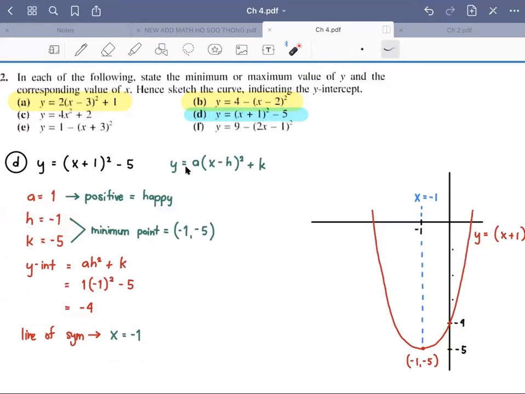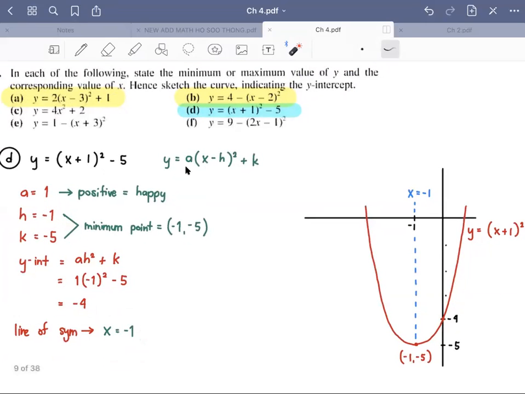So what I did here is to first plot the minimum point, because this is the turning point of the curve. So you draw this at negative 1, then negative 5. Here's your minimum point. Next thing that I need to know is, where is my y-intercept? Negative 4. So you plot negative 4 here. That means that this and this should be part of the graph.